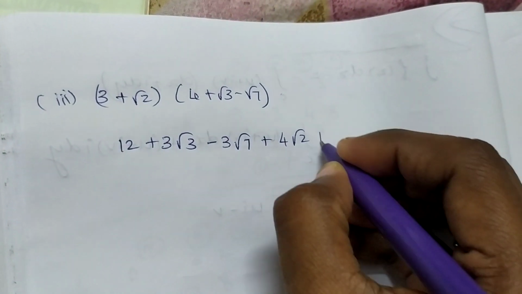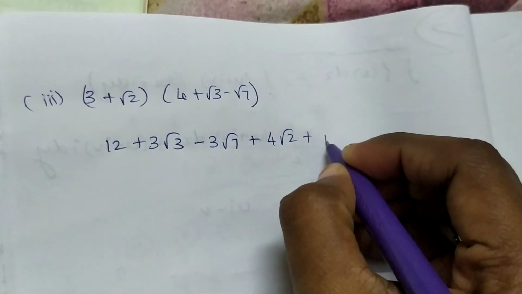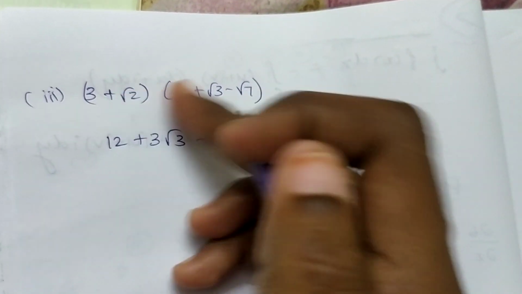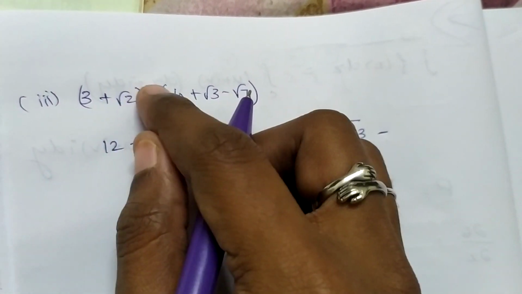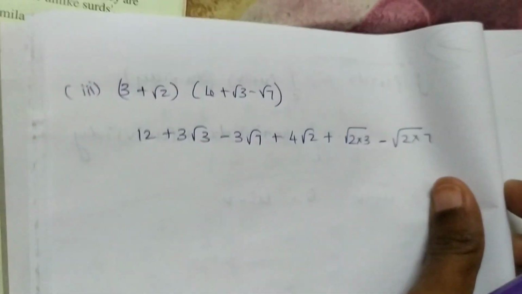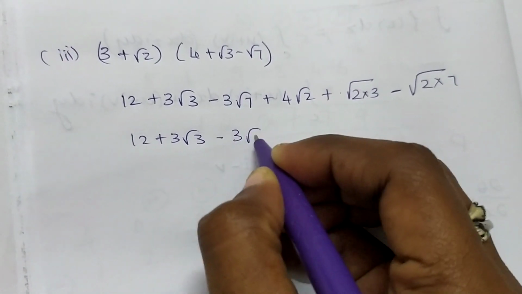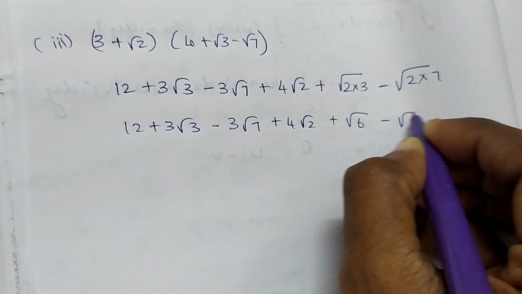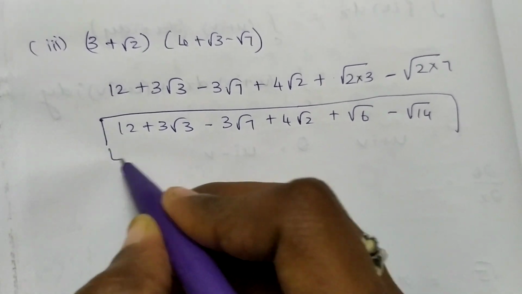If you multiply this and this, you will get, here we are having the same order, so what you have to do is put it in the same order and then 2 into 3. Then plus into minus is minus. Here also the same order. Here the order is 2, here the order is 2. Therefore, root of 2 into 7 will come. Then 12 plus 3 root 3 minus 3 root 7 plus 4 root 2 plus root 6 minus root 14 will come. Okay, like this is the answer.